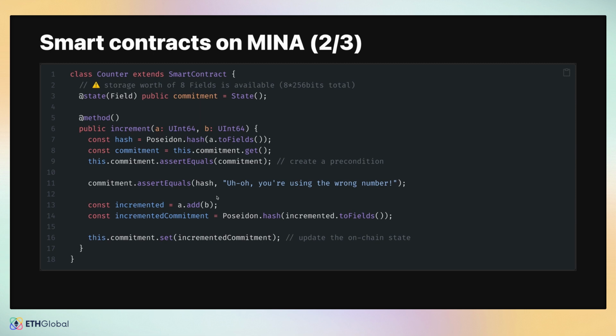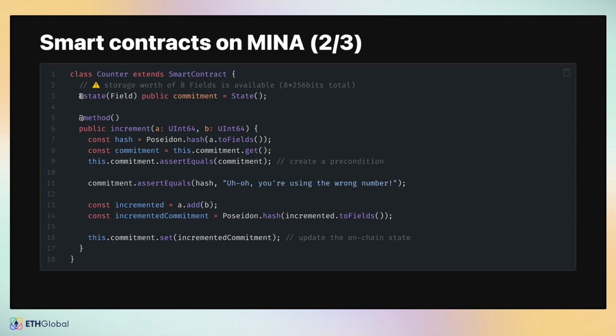The example we're using is the same as the one that we used for the ZK program, but this time it's going to be a smart contract, and the public input that we used before is going to be saved on chain as part of the smart contract logic. So we define a class called Counter. It extends the SmartContract class. Then we have to define some storage that will be stored on chain. Keep in mind that you can only store 8 times 256 bits of storage, which means 8 fields worth of storage. This contract is only using 1. So for this example, it's completely fine and will work just okay.